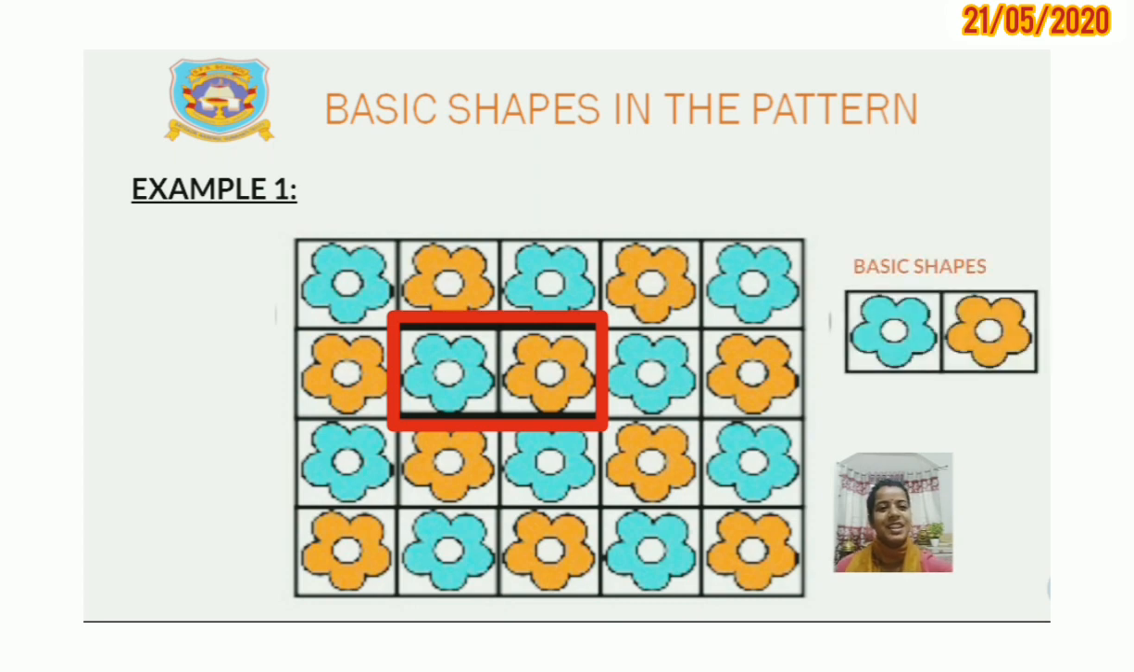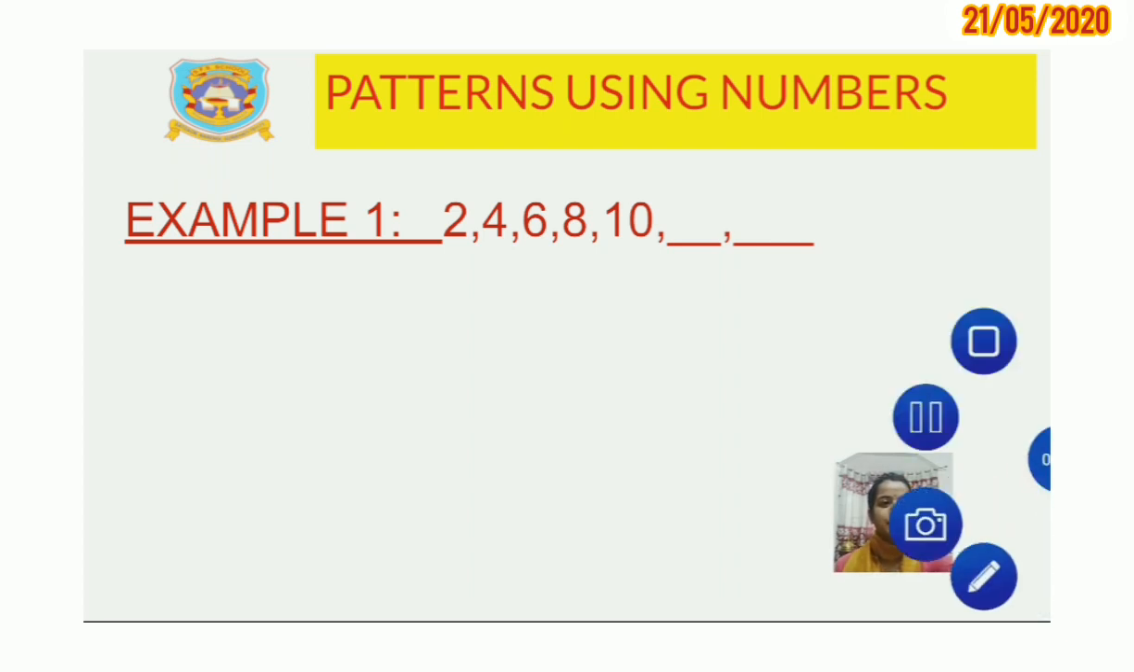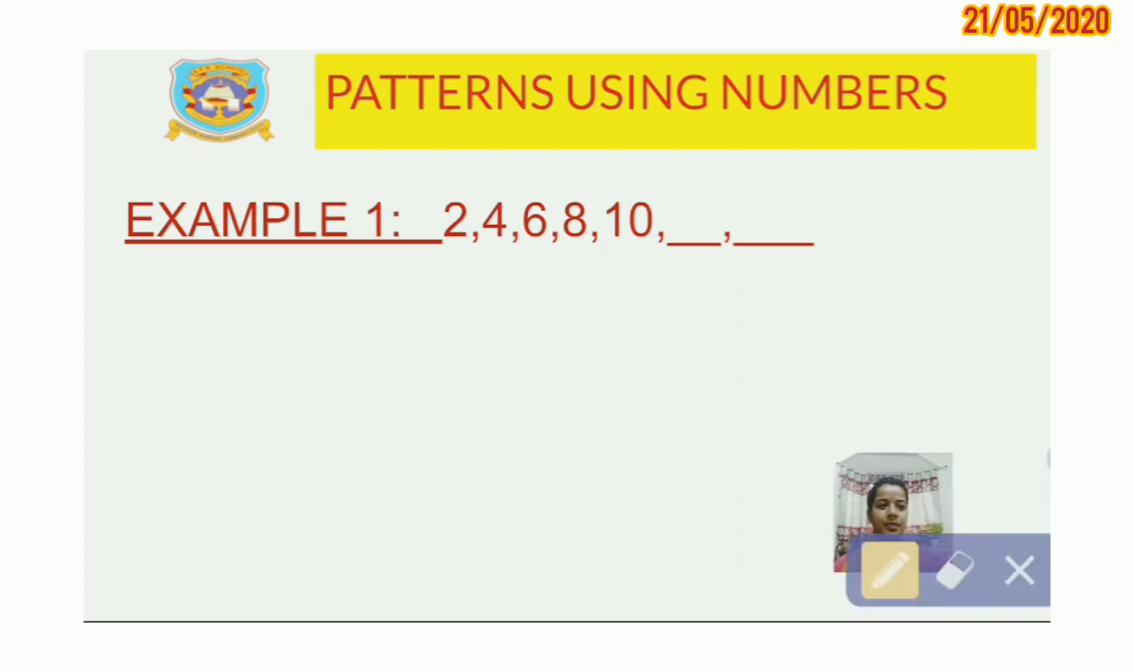Alright, then we have learned that patterns can be formed using numbers. Just like that, we have seen that patterns are formed by repeating shapes in a particular way. Now just look at the example very carefully. Example number 1. In this pattern, you can see that the numbers are in increasing order. That means the numbers are getting increased by a certain value.